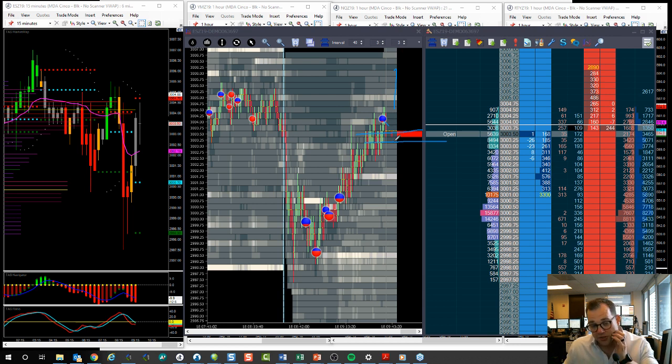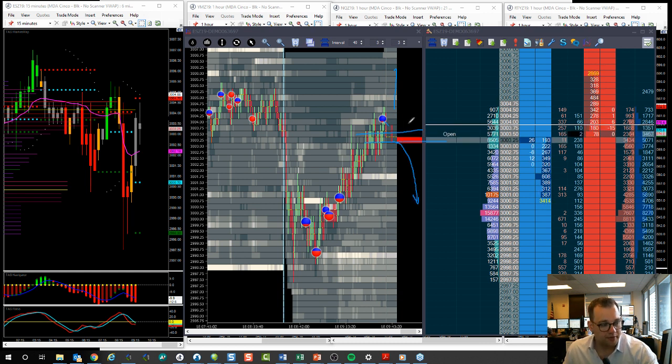My firm belief on using this tool is that's where sellers will start coming in, because if you're in a trade and you're long, how do you get out of it? You have to hit the sell button. And if you're emotionally exiting the trade, you're probably hitting a market order, and that's hitting these bids.